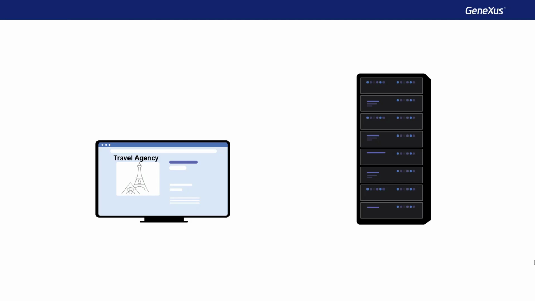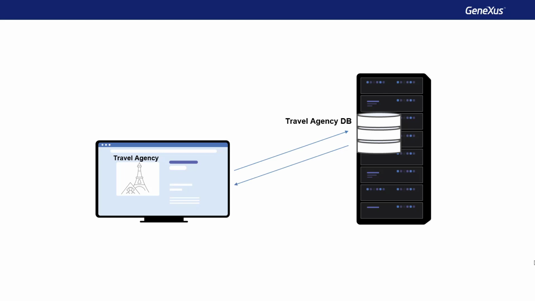When we develop an application with Genexus, the database is automatically created, where the main information handled by the application is stored. However, many times we need to access other data sources for different purposes.